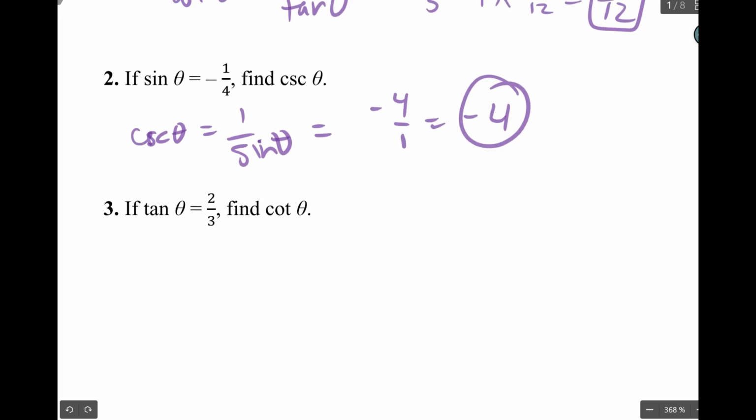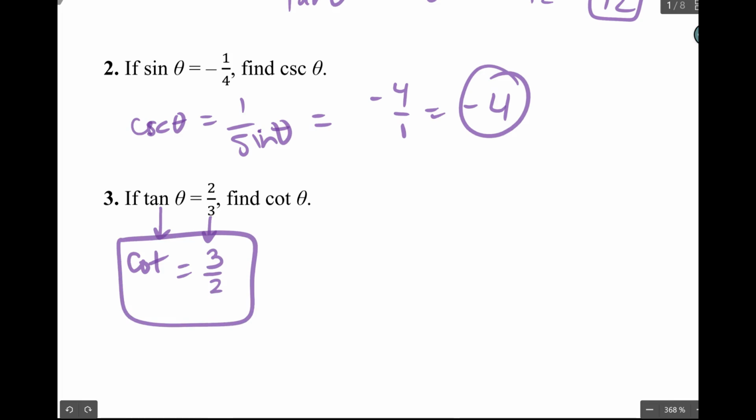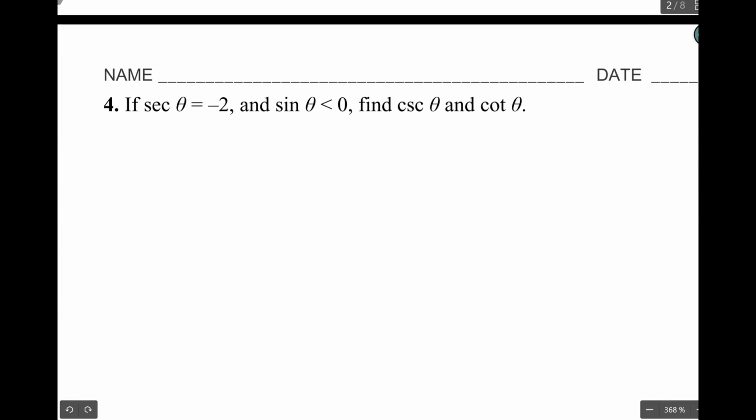And then let's find cotangent. Tangent's 2/3. Once again, the reciprocal function of tangent is cotangent. So if you flip this, make it the reciprocal, we'll find that out. Cool. So the first 3 didn't take too long.